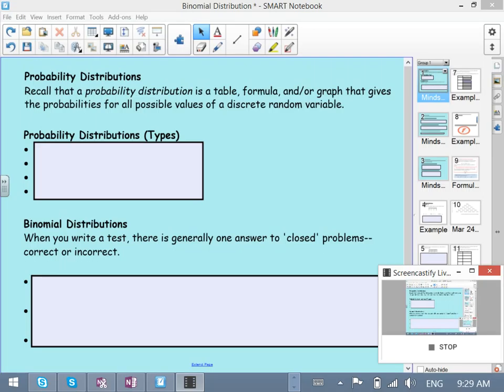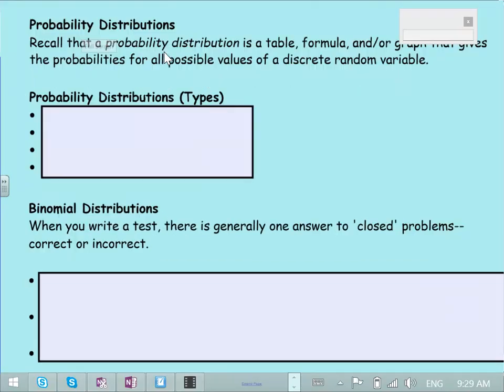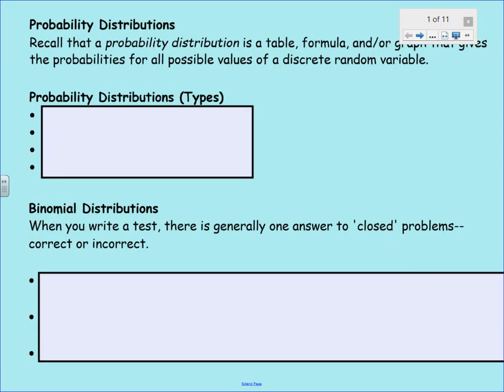Morning, everybody, and welcome to this screencast on what is called binomial distributions. In order to start this off, it would be most appropriate for us to list the different types of distributions and then to qualify or classify what is a binomial distribution.